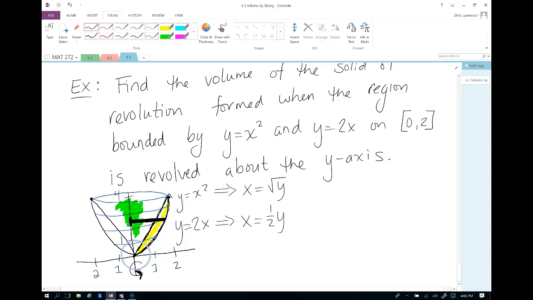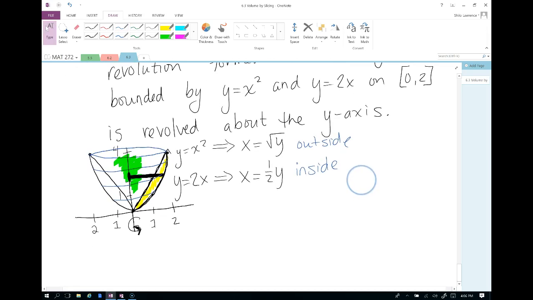So it's the parabola that is farther away. That's going to be our outside function. And it's the line that's closer. We're not comparing this to the x-axis. It would be a whole different story if we were comparing it to the x-axis. They told us to revolve it around the y-axis, so we have to compare their distances to the y-axis. The parabola is farther, the line is closer. So the parabola is the outside, and the line is the inside.